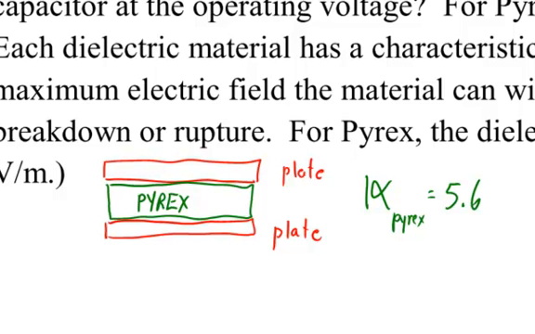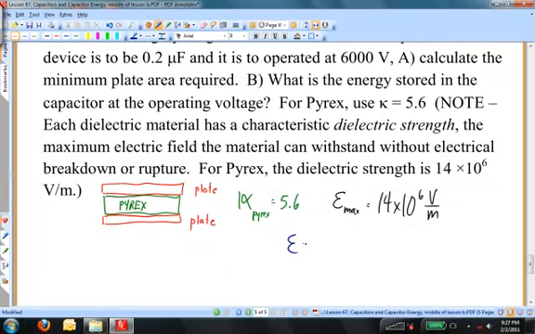So I've got Pyrex in here. Let's suppose that this Pyrex is operating at its maximum dielectric strength because we're trying to figure out what the minimum area is that is needed for the plates. So we're going to say that the maximum electric field that occurs is 14 times 10 to the 6 volts per meter. I'll have to recall that E is equal to V divided by D, so the voltage is going to be E times D. I know what the voltage is, it's 6,000 volts. I know what the capacitance is, it's 0.2 microfarads, and so I could use those to figure out what the minimum thickness D is going to be.